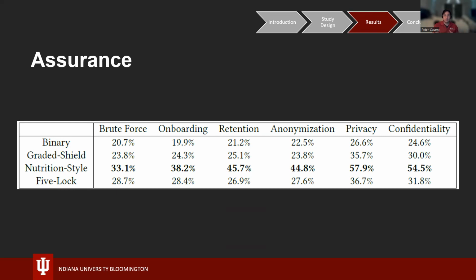So the lack of transparency is evident, with significant uncertainty across all label designs. And even when we look at the nutrition style label that performed better than the other ones, it didn't provide a high level of assurances, even though the information was available on that label.